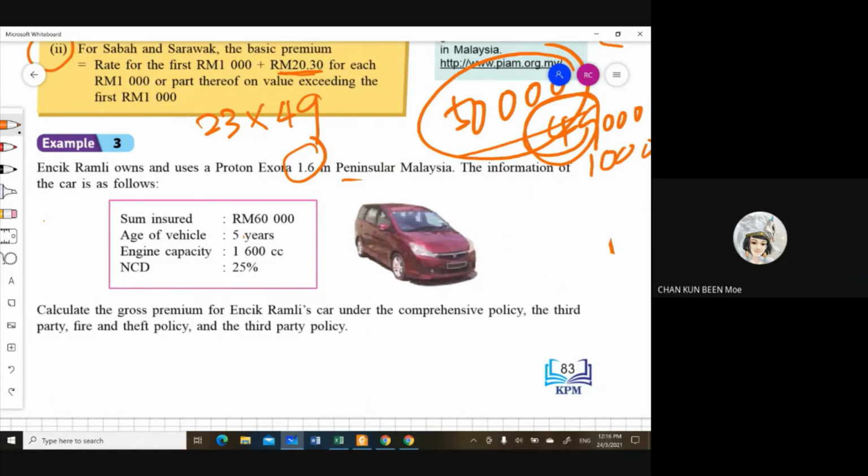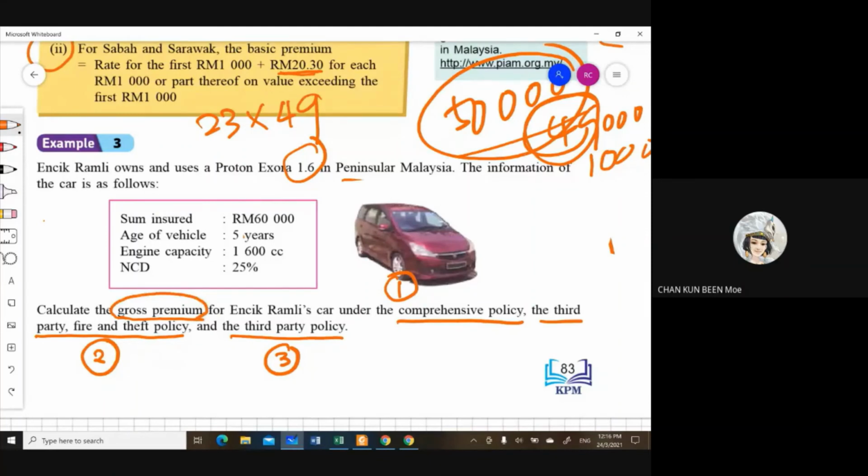Okay, we look at the question again. Sum assured 60,000, age of vehicle 5 years, and then 1,600 cc, and NCD is 25%. So they ask you to calculate the gross premium for Injet Ramlee's car under the comprehensive policy. You have to calculate this one. The third party fire and theft policy, and the third party policy. So we have to calculate 3 types of policy, the gross premium for 3 of it for Injet Ramlee.